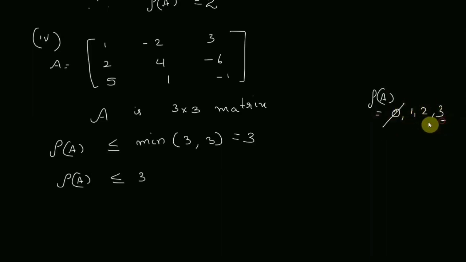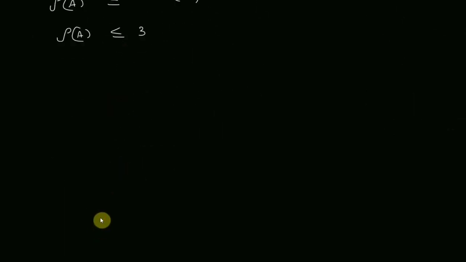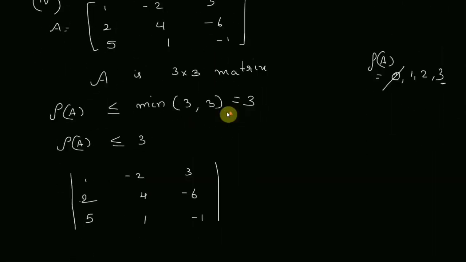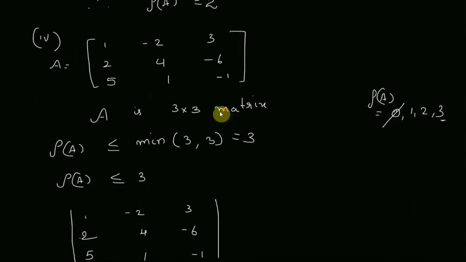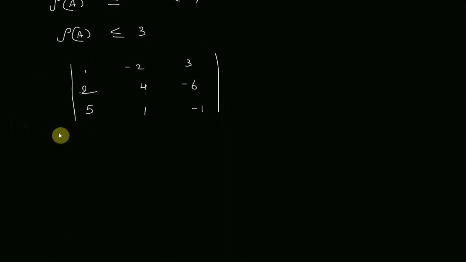It is not 0. So we have to first check 3. So take a 3 by 3 minor. That means the full matrix we are taking. First we have to check for 3, the highest order. We have to start from the highest order. So when you check for 3, let us find the determinant value of it. We have taken the 3 by 3 minor and you have to find the determinant value of it. How do you find the determinant value of it?